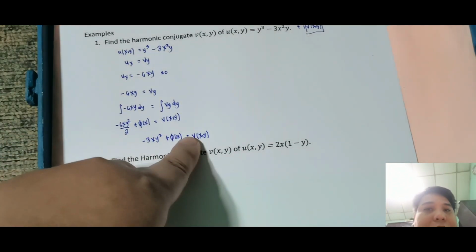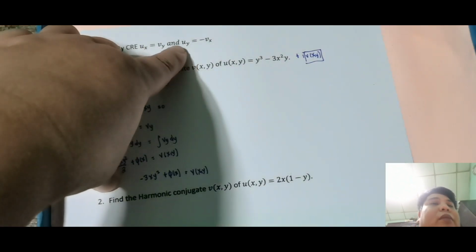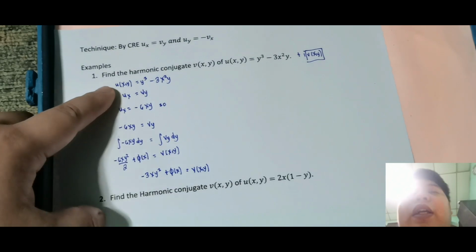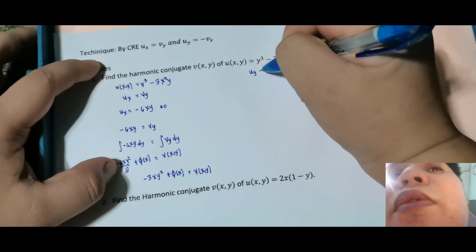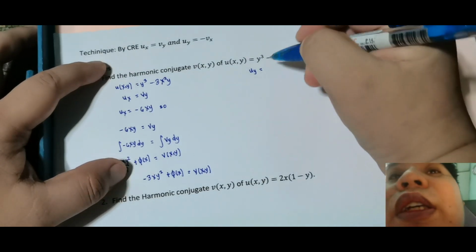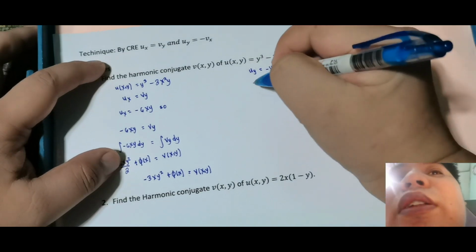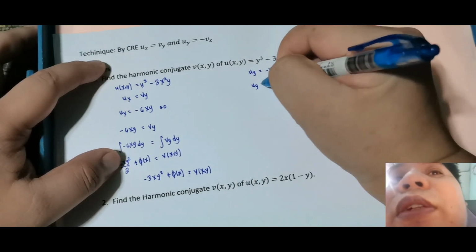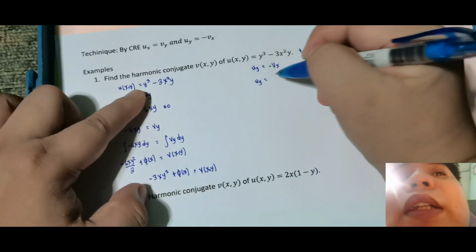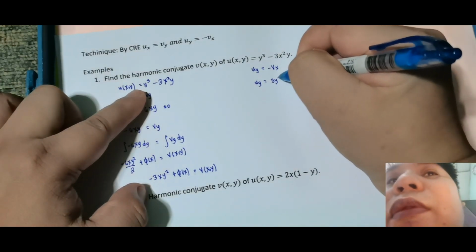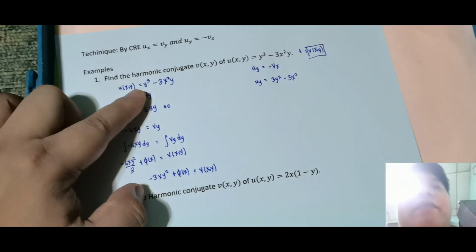So, meron tayong b. Meron tayong u. Ngayon, ang kukunin naman natin, yung partial derivative ng u with respect sa y. Okay, so, consider natin ulit to. So, consider si partial of u with respect to y equals sa negative partial of b with respect sa x. So, kunin natin yung partial derivative ng u with respect to y. So, pag derivative ko to with respect to y, that is 3y squared minus 3x squared. Tama?